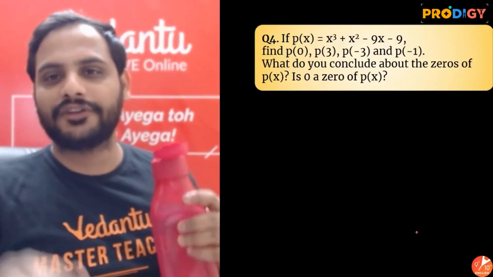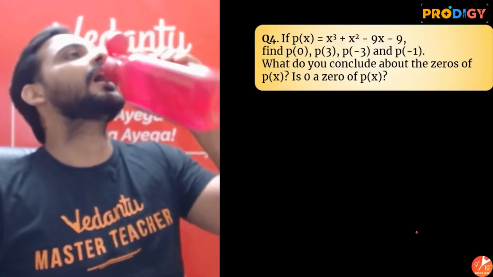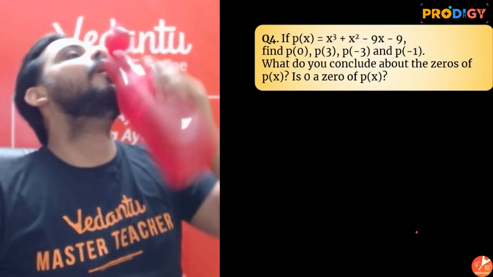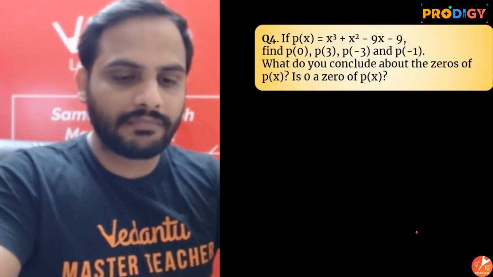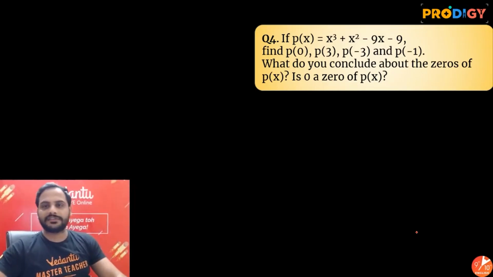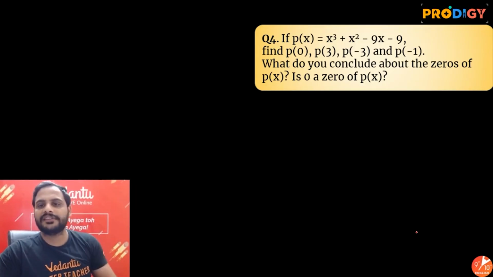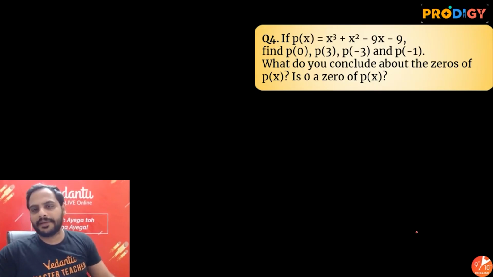All right, let's go for the next question. Let's see what the question is saying. Now this question says P of x is equal to x cube plus x square minus 9x minus 9. Find P of 0, P of 3, P of minus 3 and P of minus 1. That means we have to find the values of the polynomial. What do you conclude about the zeros of P of x, a polynomial? Okay, let's find it out.